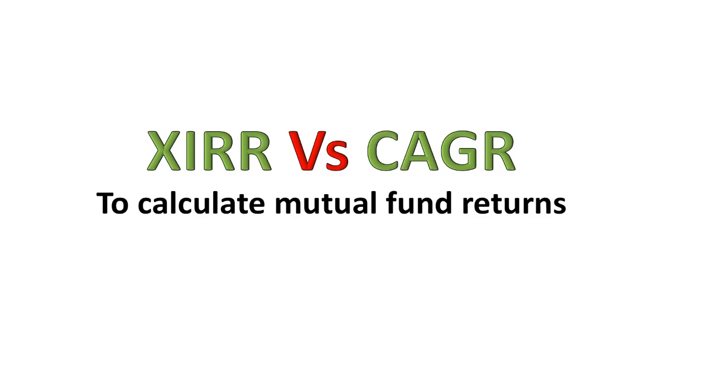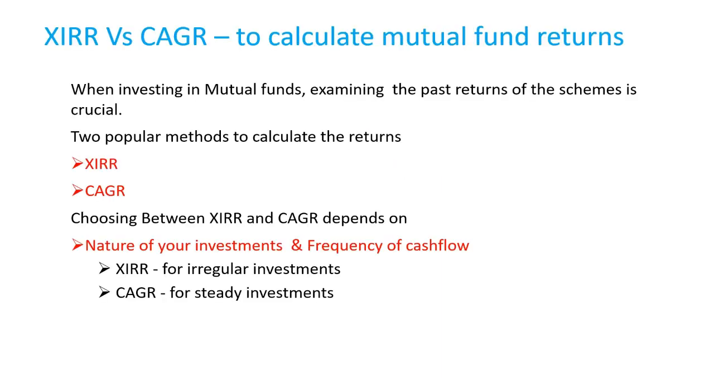We shall discuss XIRR versus CAGR to calculate mutual fund returns. When investing in mutual funds, examining the past returns of the scheme is very crucial. The two popular methods to calculate the returns are using functions like XIRR and CAGR. Choosing between these two functions depends upon the nature of your investment and frequency of cash flow. For irregular investments, the XIRR function is preferred, and for steady investments, the CAGR function is preferred.